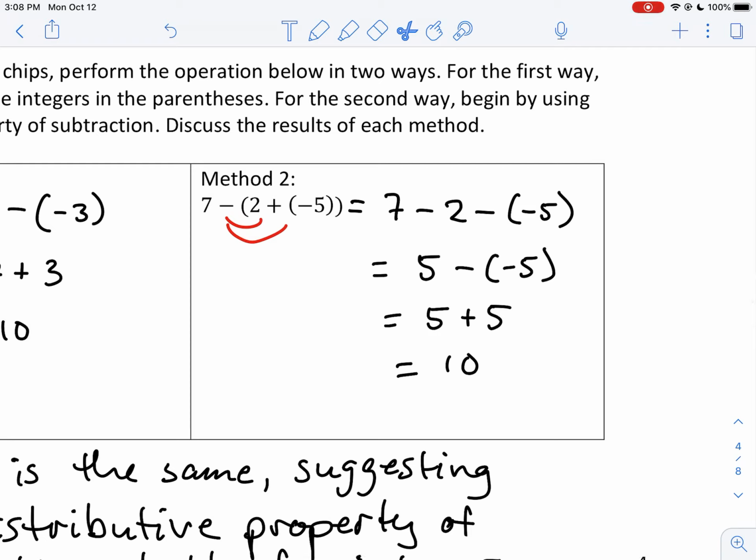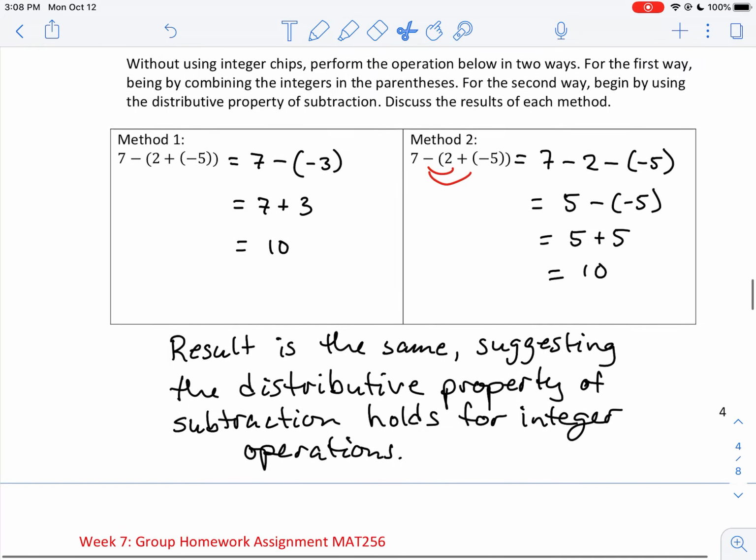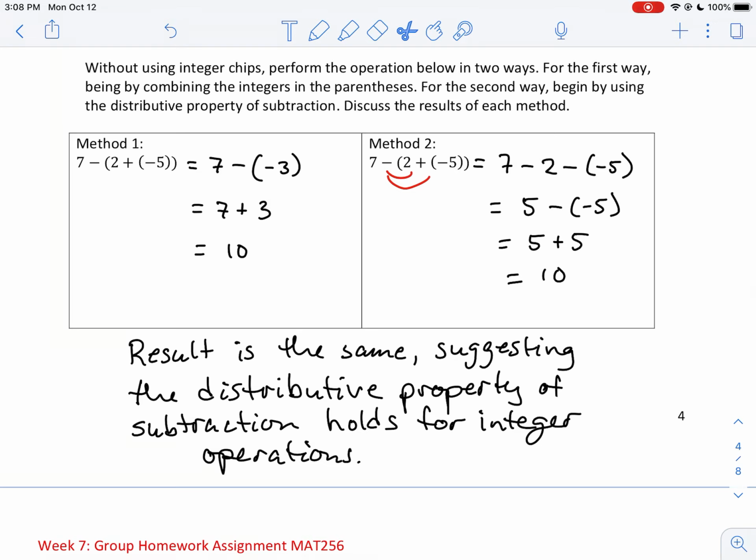Over here, we're going to distribute the subtraction and say we're going to do 7 take away 2, and then take away negative 5. And go in this order, just from left to right. So do 7 take away 2, gives you 5, and then do 5 take away negative 5, that's the same thing as 5 adding 5, and that gives you 10. So what we're seeing here is that the distributive property of subtraction holds even if we're working with integers. We had already demonstrated that it held when I worked with nothing but whole numbers, so no negative numbers, but we're seeing that it still holds even if negative numbers are involved.